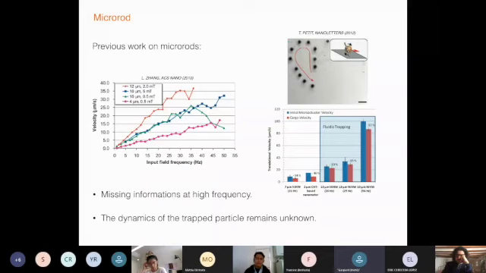And then another group showed that you can drag and transport non-magnetic particles. You can trap them with the microrod. The thing is, in these studies the range of frequency is low. I mean, there is missing information at high frequency, and we would also like to have more information on the dynamics and the trajectory of the trapped particles.